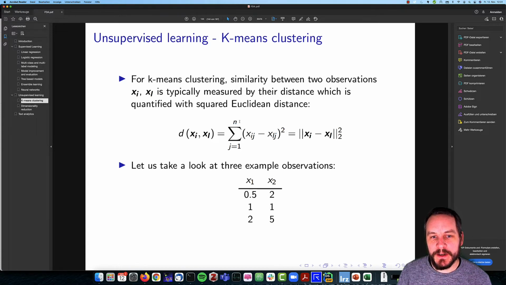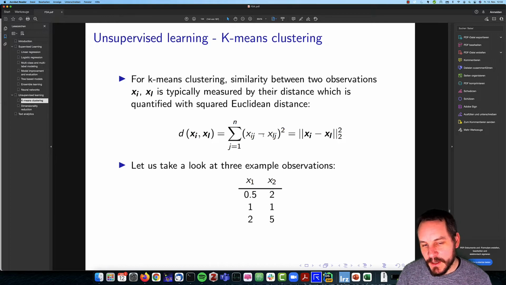When we want to quantify how close the observation i in our data set is to the observation l in our data set, we simply calculate the squared deviation of each feature variable, or each realization of the feature variable for the sample. So here, for instance, we calculate 0.5 minus 1 to determine the difference of the first feature variable between the first and the second sample in our data set, and then we square those values as always, and we do the same thing for the second feature variable.